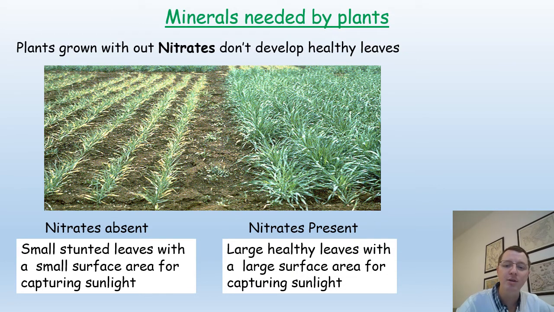If we've got plenty of nitrates, then we get large healthy leaves with a large surface area for capturing sunlight, so more photosynthesis, more glucose produced and more growth. And the reason for this is to do with the number of proteins that the plants can make. Without nitrates you can't make amino acids, so you can't make proteins.